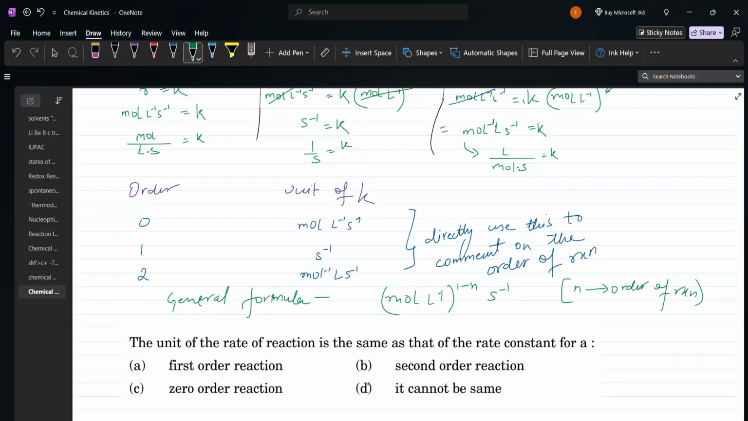No, you don't have to write the question. Just solve this question here only. Write the next question which I will say. What is the answer? Zero order.